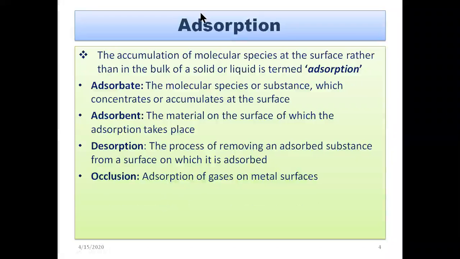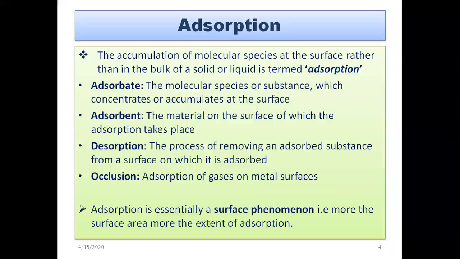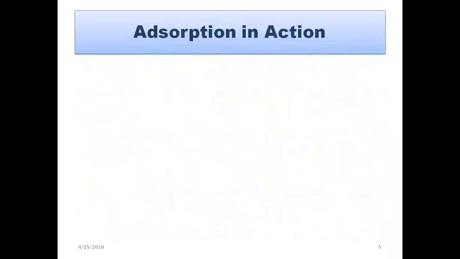Now, what is occlusion? Occlusion is a special term particularly meant for the adsorption of gases on metal surfaces. If you remember, nickel is used as a catalyst for the conversion of oils into fats. Here nickel adsorbs hydrogen gas. So we can say the adsorption of hydrogen gas on nickel is termed occlusion. As we know, adsorption is essentially a surface phenomenon. Therefore, the more the surface area, the more the extent of adsorption we observe.